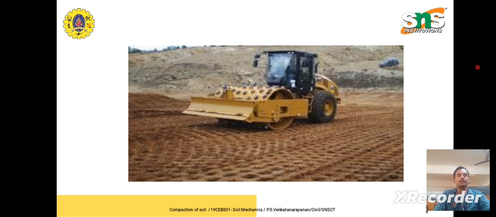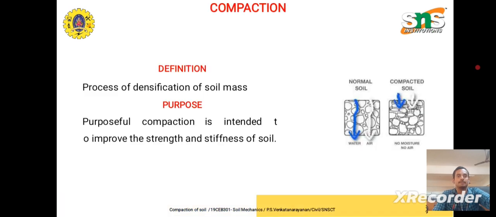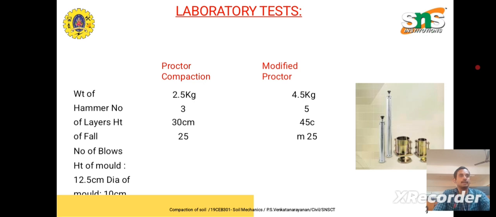In order to study various compaction characteristics of the soil in the laboratory, we usually perform two tests, namely the standard Proctor test and the modified Proctor test. These tests are standardized tests used to determine the maximum dry density of a soil with respect to a particular moisture content, that is the optimum moisture content, which is termed as OMC of the soil.